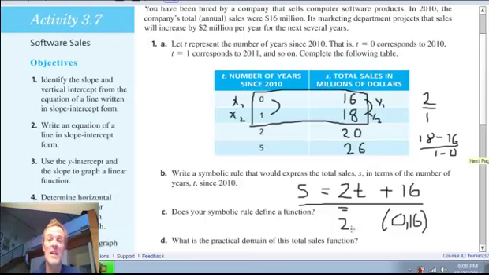If we were to graph it, it's going to hit the y-axis at 16 because that's where we started. At t equals 0, our first number was 16 million. That's where we start on the y-axis. And it kept going up from there if we were to graph it.